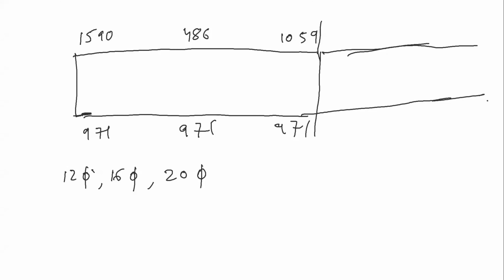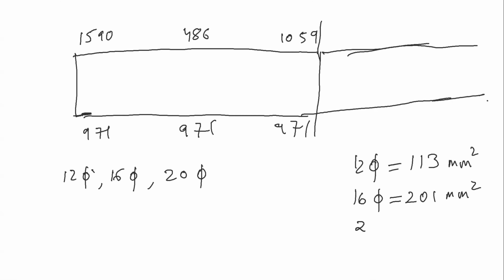Okay, so now my reinforcement is 486. So you calculate now, for 12 dia rods, what is the area of one rod? 113 mm square. For 16 dia rods, 201 mm square. And 20 dia rods, 314. We have calculated this just before. So these are the areas for one rod. Now you are getting 416. That means how many rods of 16 dia can you use to get 416?